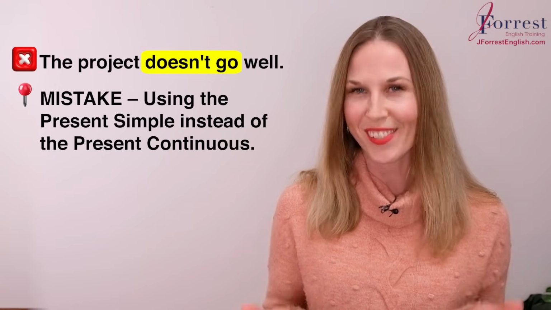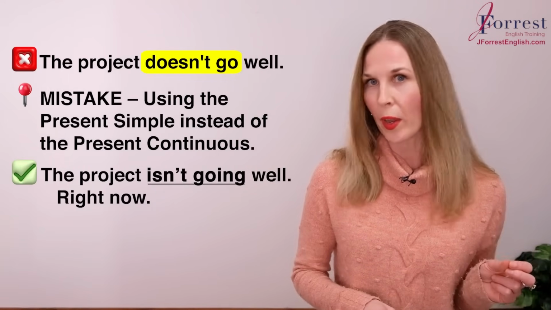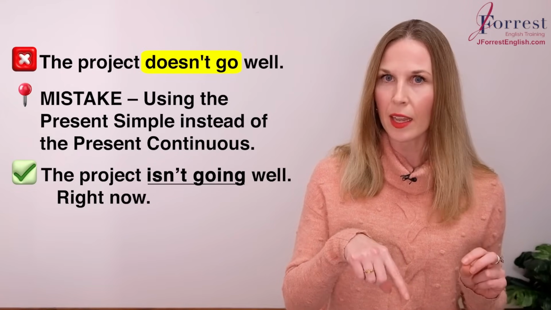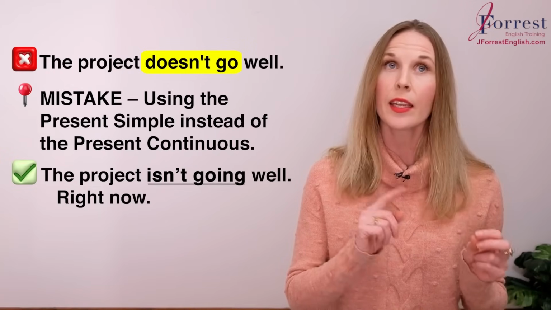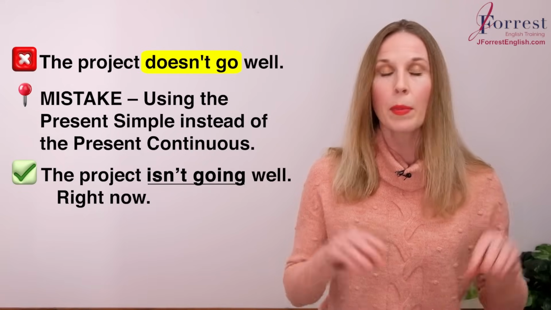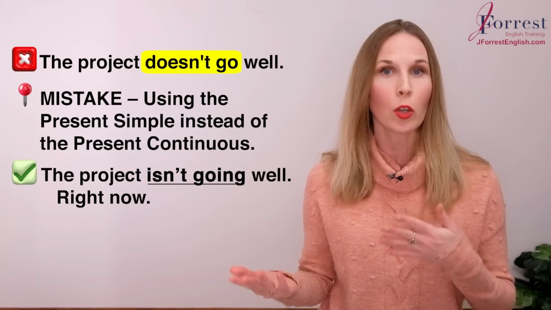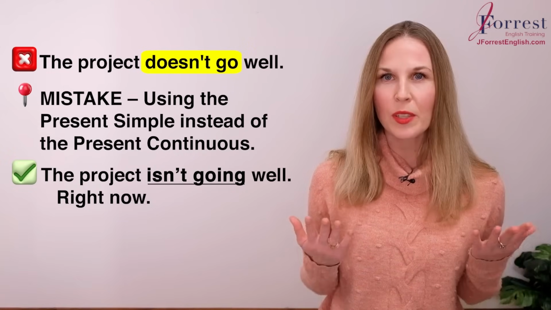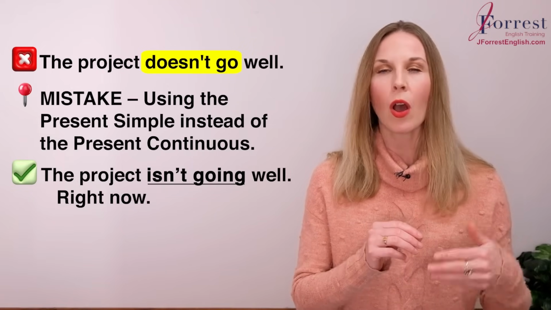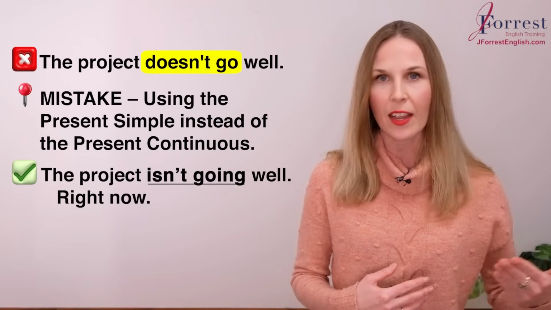The correct sentence is, the project isn't going well. Isn't going. Is going, but in the negative. So we have our present continuous. Is going, is not going. The project isn't going well. Because we're talking about right now. Right now, the project isn't going well. You could absolutely use the present simple, but you would have to make the context appropriate. So it would need to be more of a routine action.